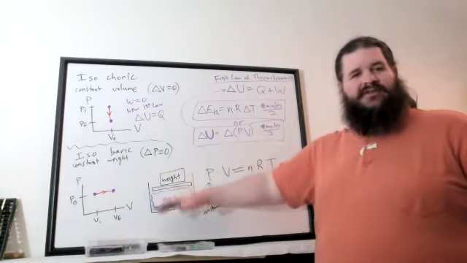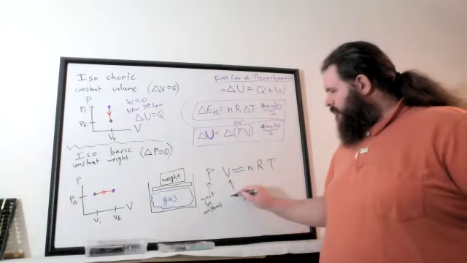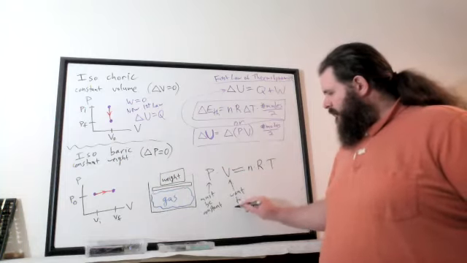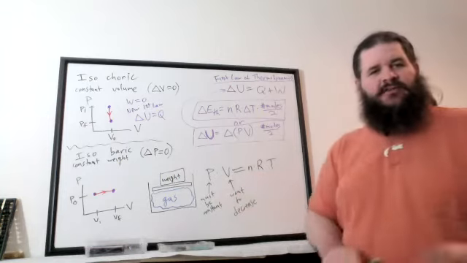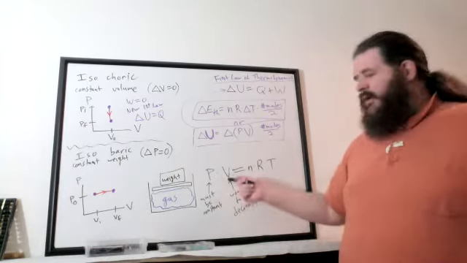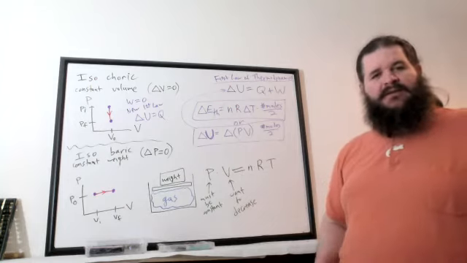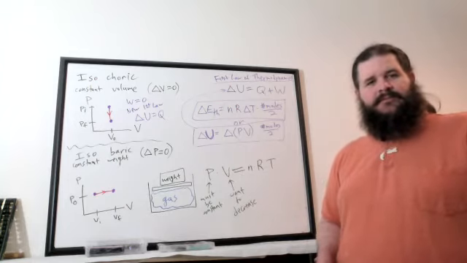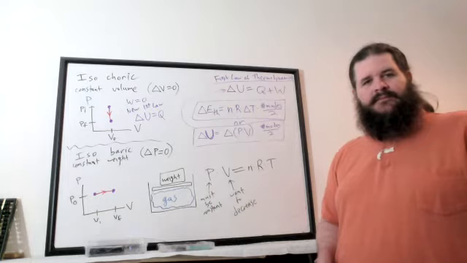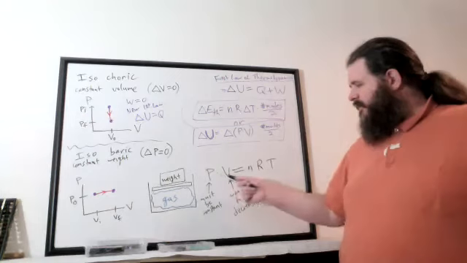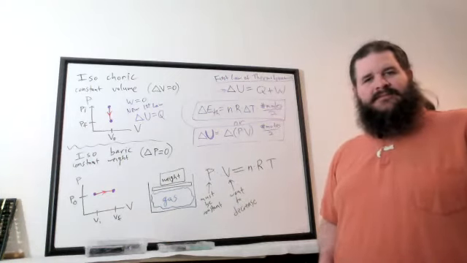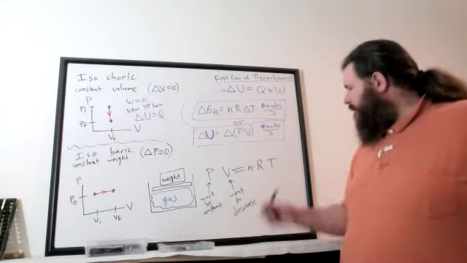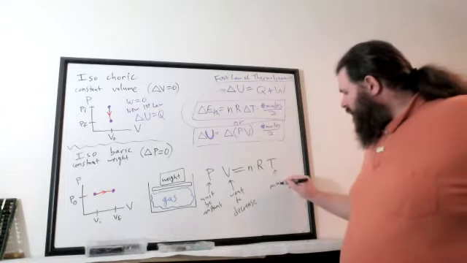But let's say we want the gas to shrink. So we want volume to decrease. If the pressure must stay constant because it's an isobaric system, but we want the volume to decrease, what else has to happen to make that work? If pressure is constant, but the volume is decreasing, what else has to be happening? Something happening to the temperature. It's also decreased. Right, the temperature must decrease.